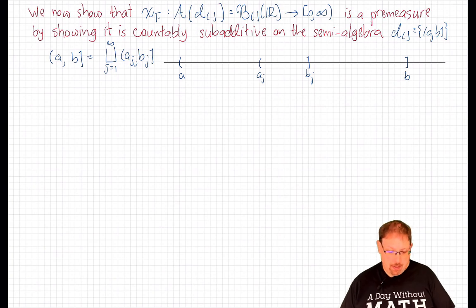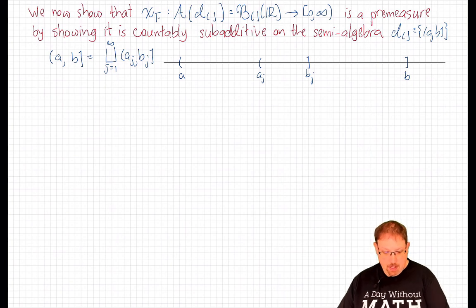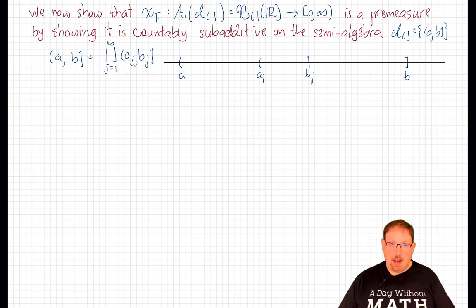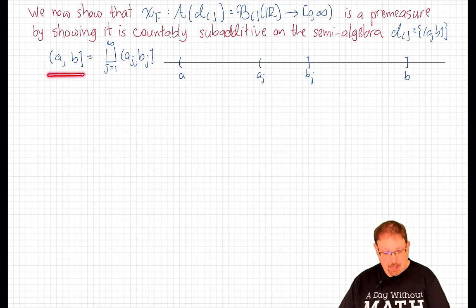Here's how we proceed. We need to show, by the last proposition, that if we decompose any half-open interval into a countable disjoint union of half-open intervals, then the Stieltjes finitely additive measure of this is less than or equal to the sum of the Stieltjes finitely additive measures of those intervals.